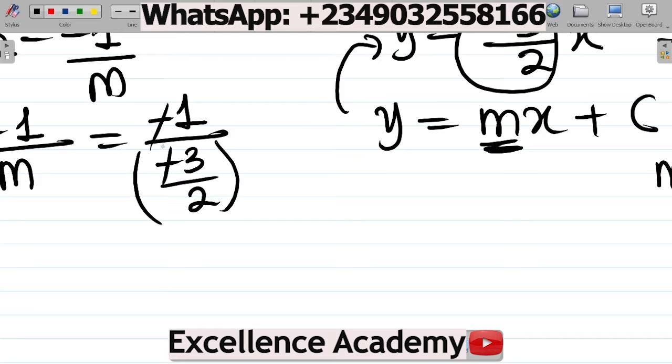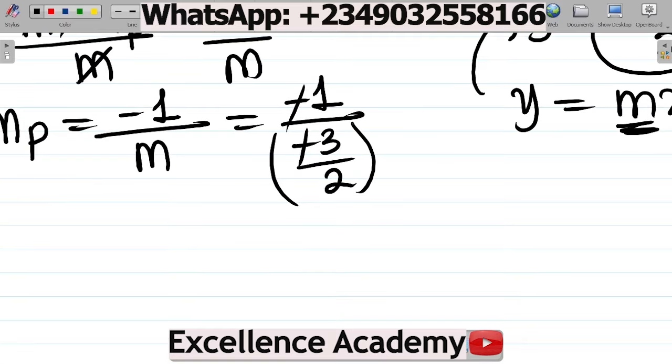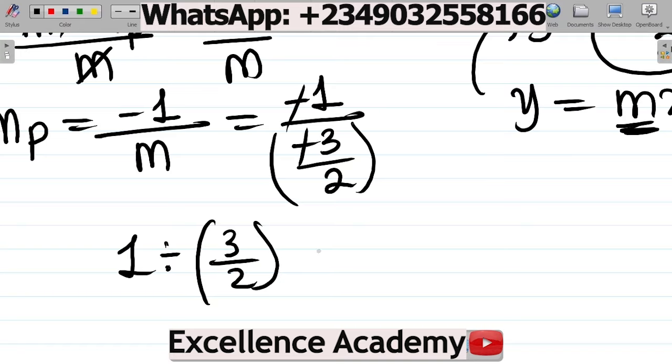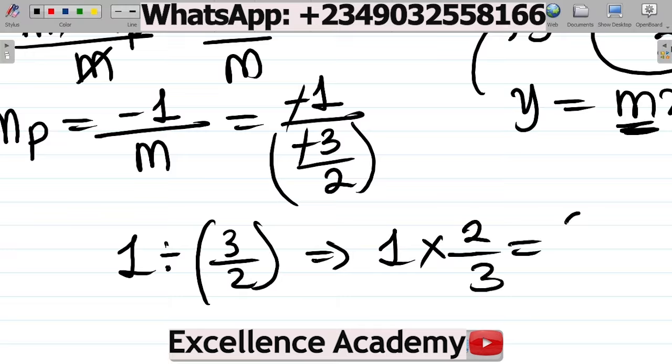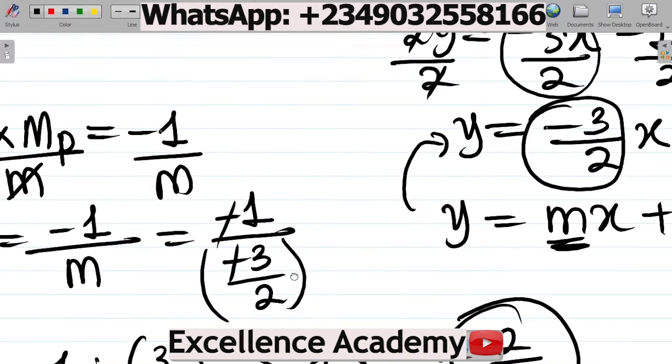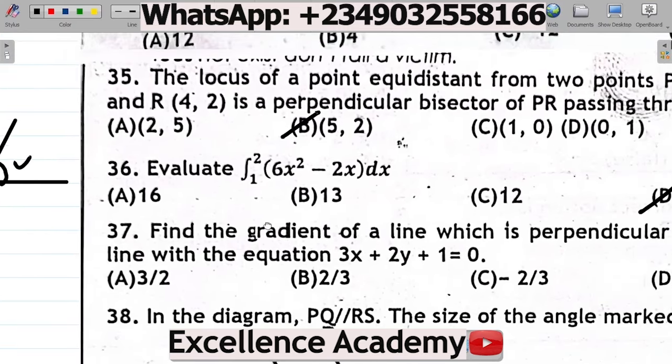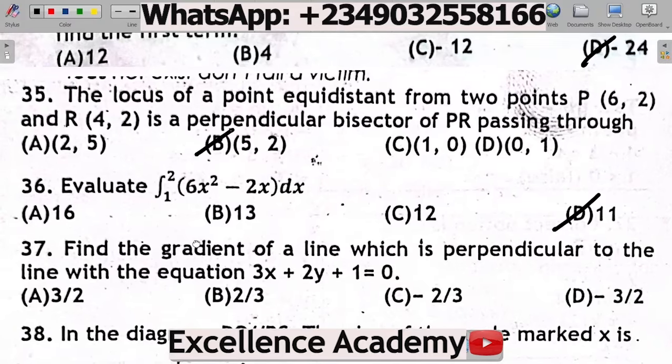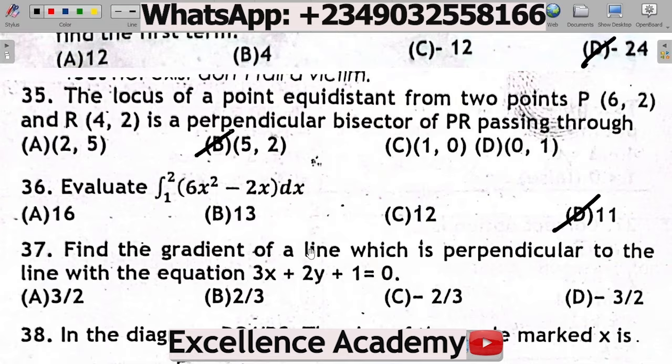From here, minus cancels minus. All right, this is simply 1 divided by 3 over 2. And that would be 1 times, invert this, it becomes 2 over 3. 1 times 2 over 3 gives you 2 over 3. That means the slope of the perpendicular line is 2 over 3. So let's see which option has that. So from here, the correct answer is 2 over 3, that's B. So B, 2 over 3, is the correct answer.